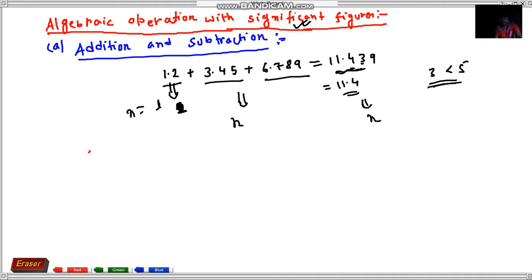A similar thing happens for subtraction. Let me take an example: suppose 12.63 minus 10.2, which in general is 2.43. But the least number of significant digits after the decimal is 1, so the answer should have 1. We drop this 3, and as it is less than 5, it will be simply 2.4. Is it clear?